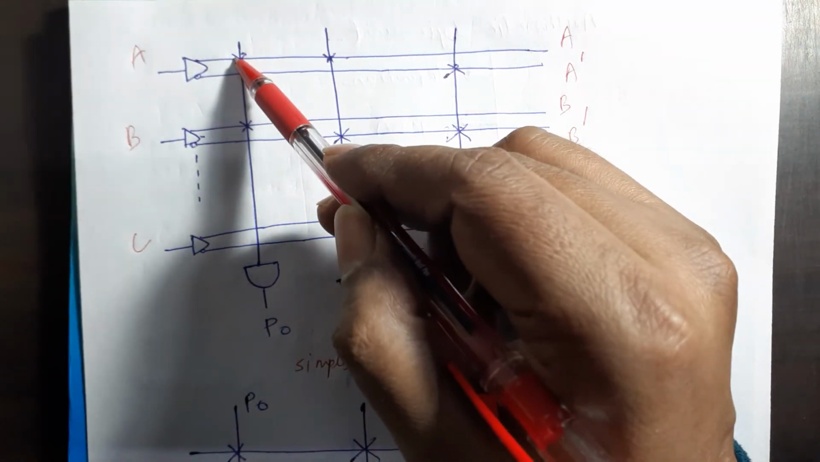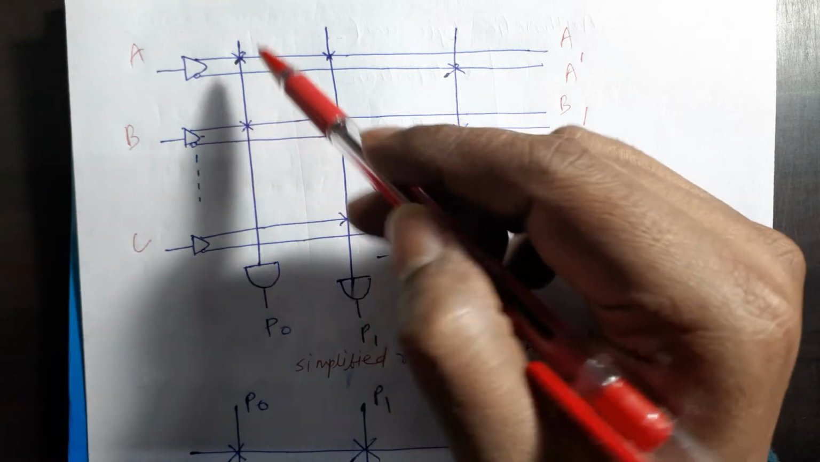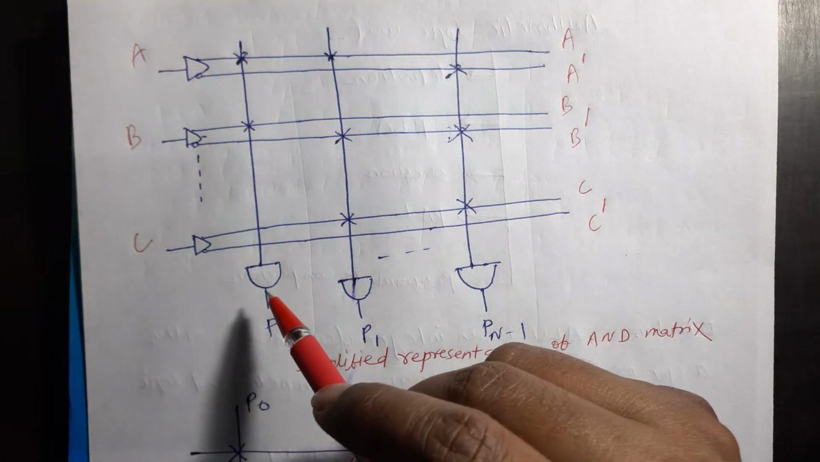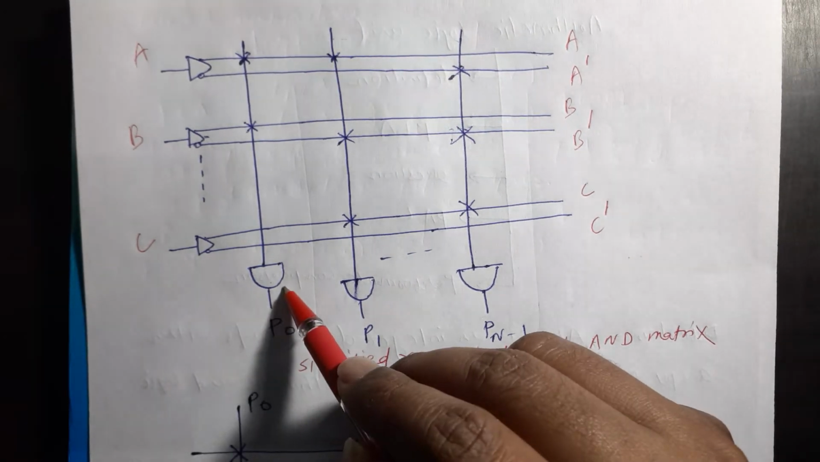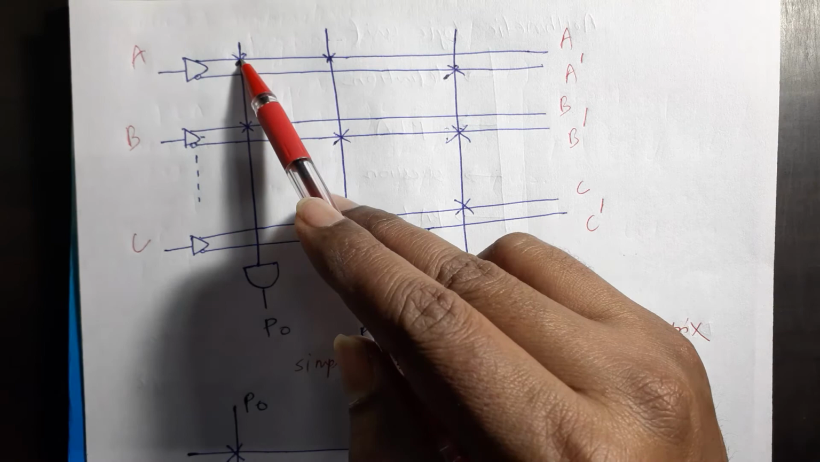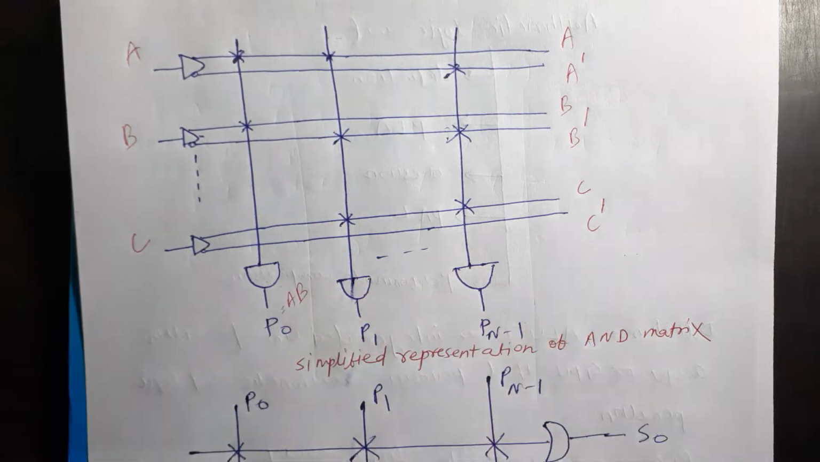And what about the cross? This is a connection. If a connection is present, then it is represented by a cross sign. So here what would be the output of this AND gate? The output of this AND gate will be A into B. So here P0 will be equal to A into B.